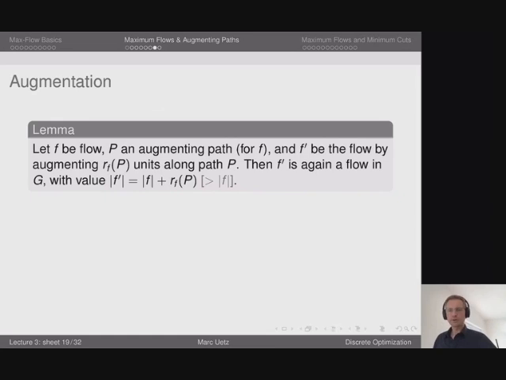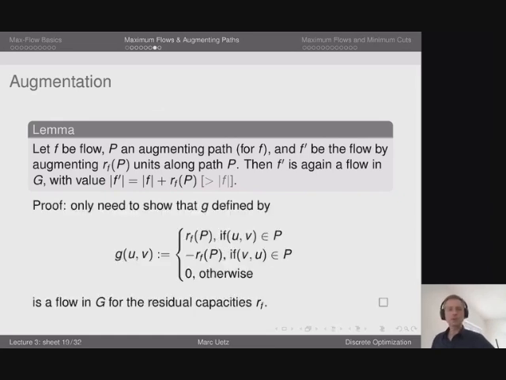So what did we do in order to prove that lemma? The only thing we needed to show is that the flow G, defined by the skew-symmetric flow along that path P, is a feasible flow with respect to the residual capacities. So it's a feasible flow in the residual graph, and that is exactly what I just did. So out of this lemma, an algorithm to compute maximum flows almost suggests itself, right? Because we know as long as we can find augmenting paths in the residual network, we can increase the flow value by sending flow along these augmenting paths.